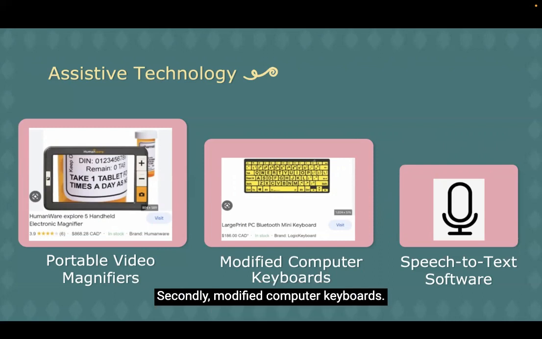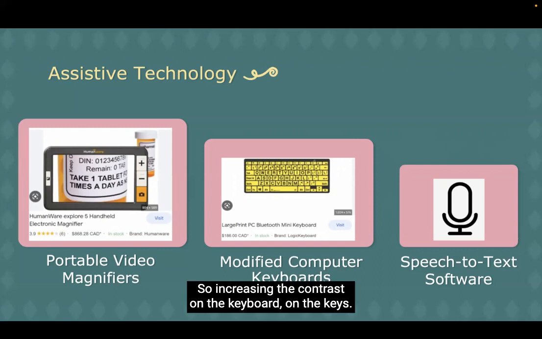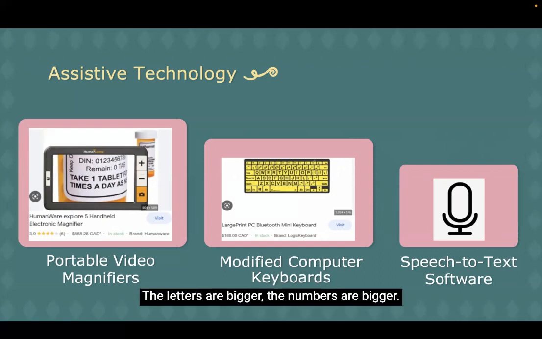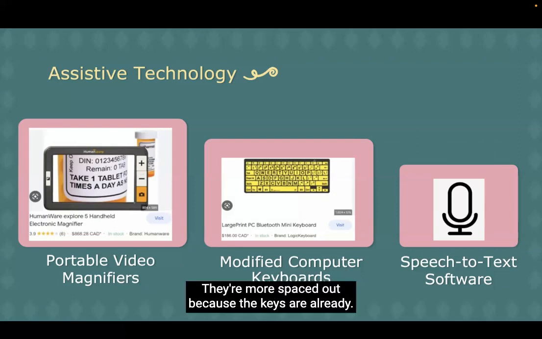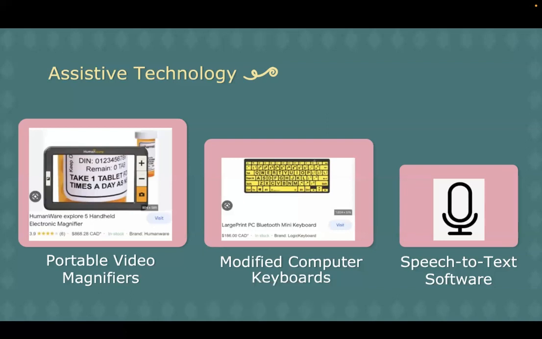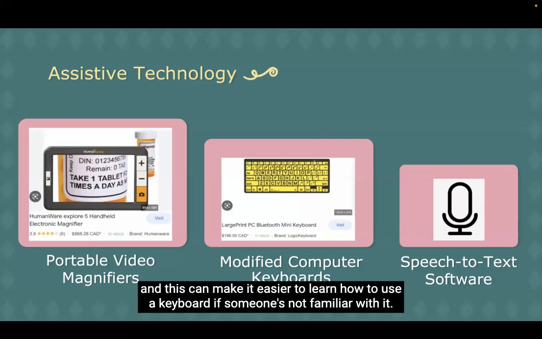Secondly, modified computer keyboards. So increasing the contrast on the keys. The letters are bigger, the numbers are bigger. They're more spaced out because the keys are already bigger. And this can make it easier to learn how to use a keyboard if someone's not familiar with it.